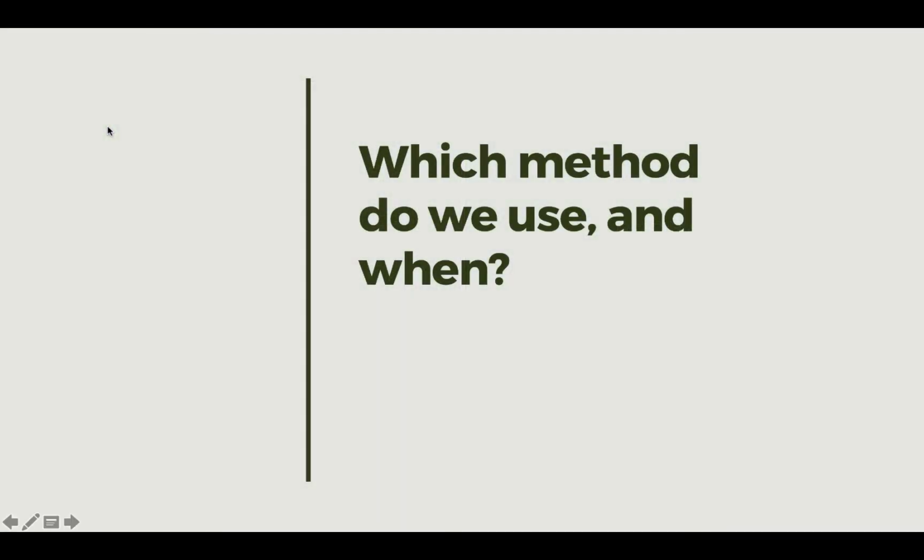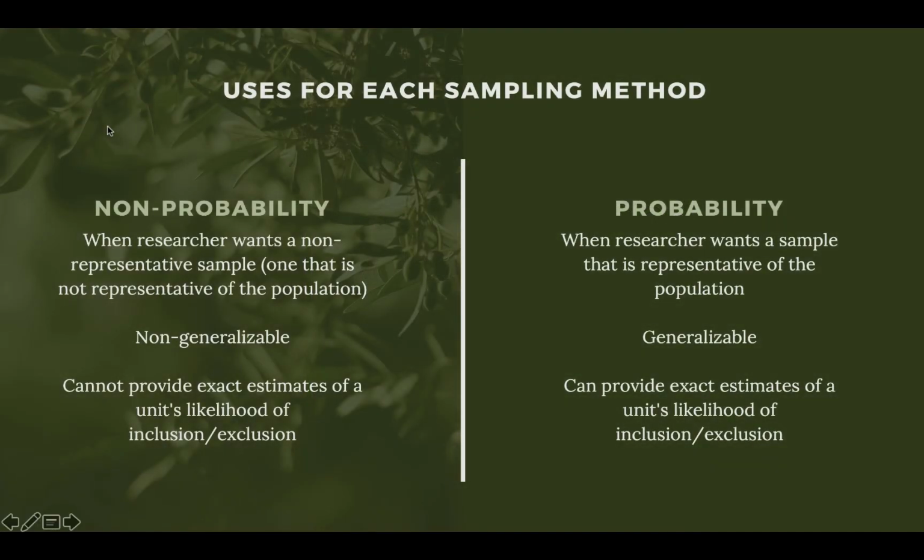Which method do we use and when would we use them? So if we're engaging in a non-probability sampling technique, we want to use it when the researcher wants a non-representative sample. They don't want to generalize to the larger population. Remember, we take samples because we want to get a subset of the information from that population, but we want to say something about the larger population. With non-probability techniques, you can't really do that because we don't know if our sample looks like the population. Therefore, it's non-generalizable. We can't provide exact estimates of likelihood of being included or excluded from the sample.